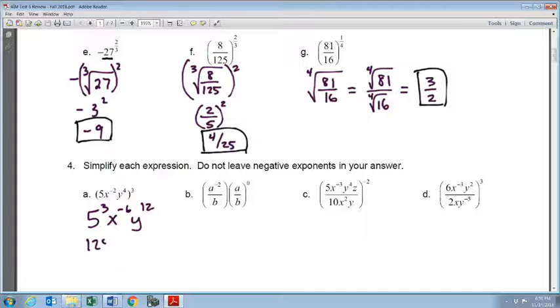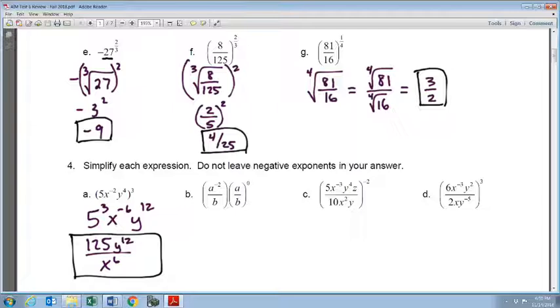We're going to need to move the x to the negative 6 down into the denominator, because remember that's equal to 1 over x to the positive 6. We learned that if you have a base with a negative exponent in the numerator, you just move it to the denominator and the exponent will change signs to become positive. Or if you have a negative exponent in the denominator, you can just move it to the numerator and make it positive. And then I just need to put my y to the 12th in there.